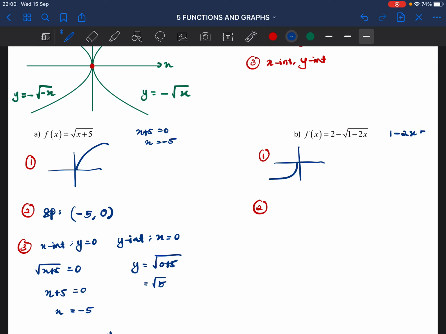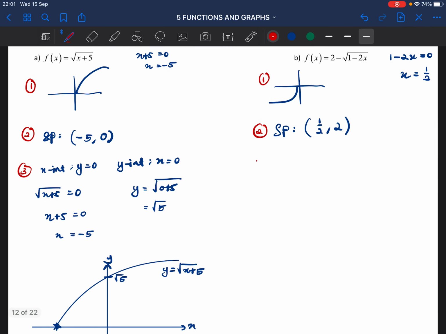1 minus 2x equals to 0. So x we are going to get 1/2. Okay, so starting point. So the coordinate of x is 1/2. Coordinate of y is apa yang ada di luar ni, which is 2. Okay, so that is your starting point. So now we have to find our x-intercept and y-intercept. So x-intercept is when y equals to 0. So we will have 2 minus square root 1 minus 2x equals to 0.